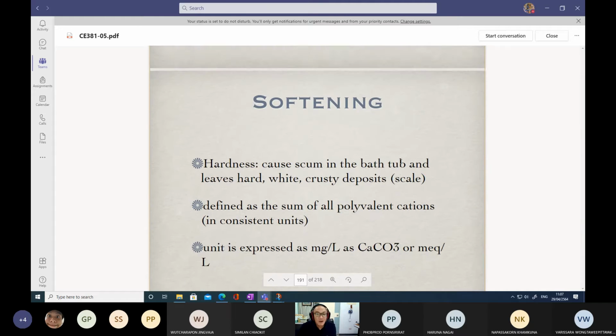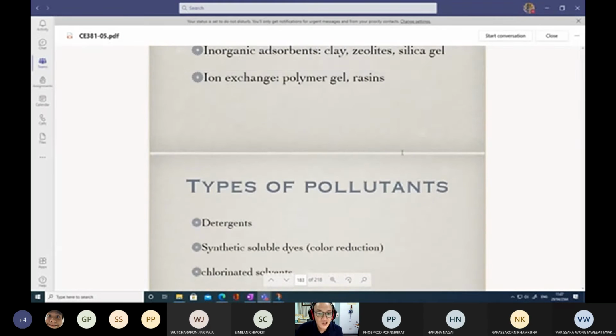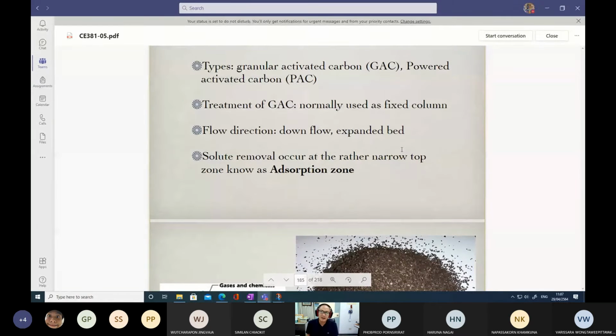Okay, I think that is all about the two unit operations, adsorption and flotation. Flotation is still the secondary treatment, but for adsorption, we normally consider it as tertiary treatment or advanced water and wastewater treatment process. We consider them as part of these processes.